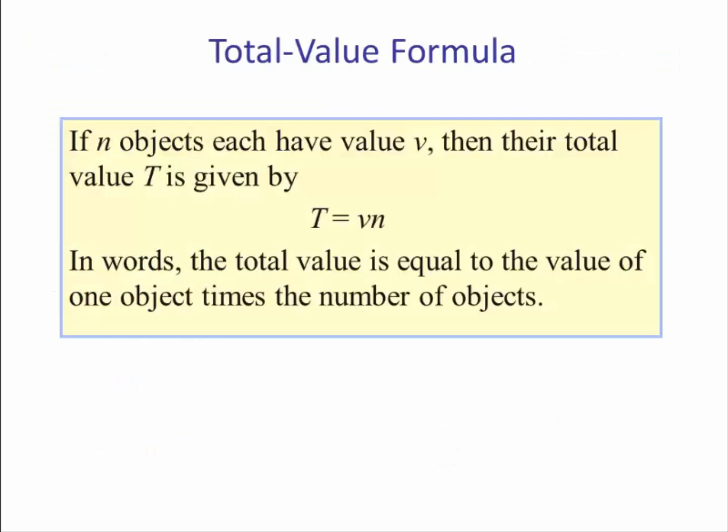Here's another formula. It's called the total value formula. If we have N objects, each with a value of V, then their total value, which is denoted T, is given by the formula T equals V times N. This is again a literal equation because it has two or more variables. In words, the total value is equal to the value of one object times the number of objects. Let's look at an example.